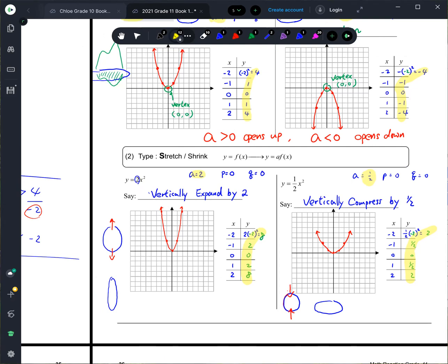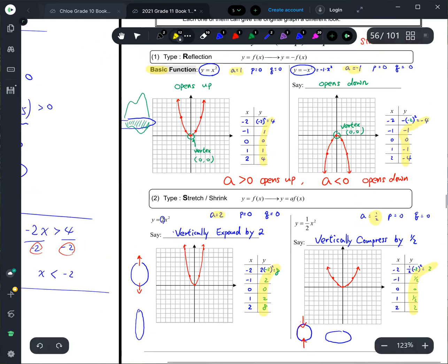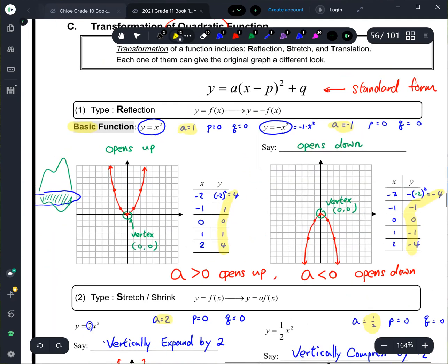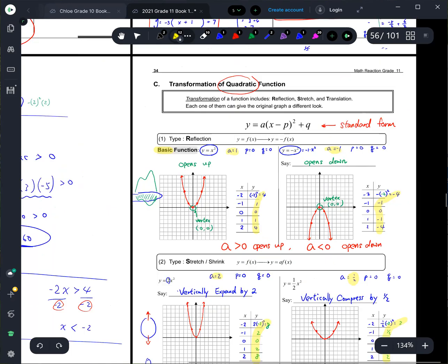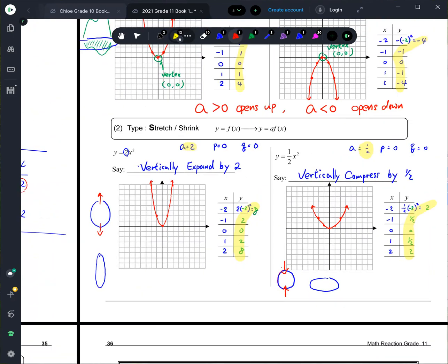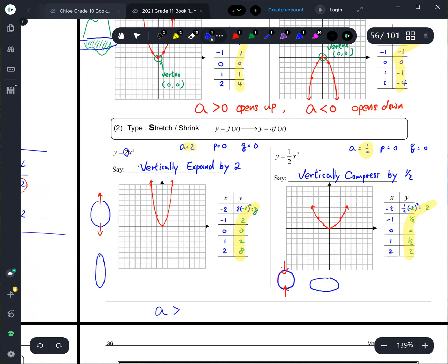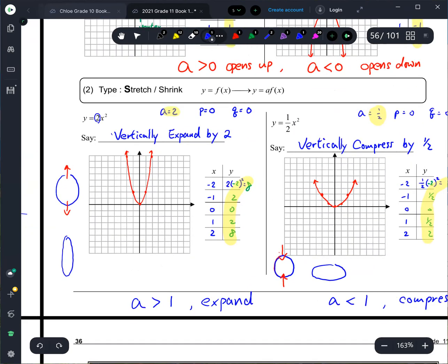So we need to make a conclusion here now, okay? The a controls a lot of stuff. If a is positive, greater than 0, it opens up. If a is less than 0, it opens down. Now, if you ignore the negative sign, if a is more than 1, for example 2, or 1.5, or 7, if a is anything bigger than 1, it's going to make the graph taller, narrower. So if a is greater than 1, it will expand. If a is less than 1, it will compress. But you have to ignore the negative sign.